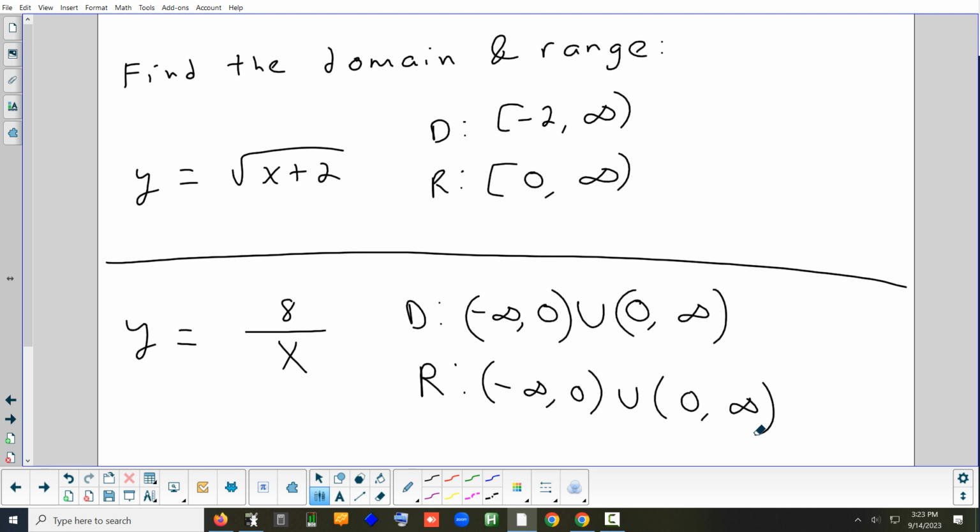Okay, any questions on the domain and range? So it was you don't divide by 0 and then you don't take the square root of a negative. Correct. Yep, those are the two things.